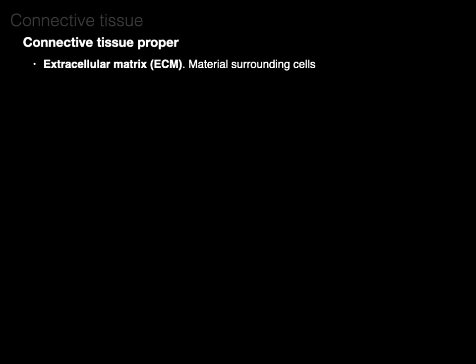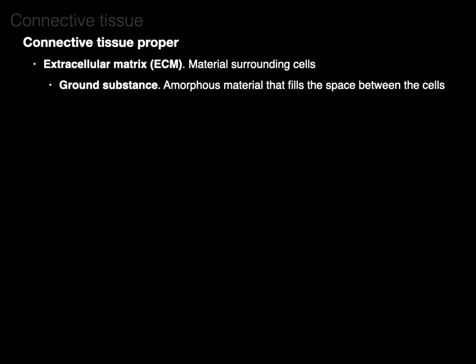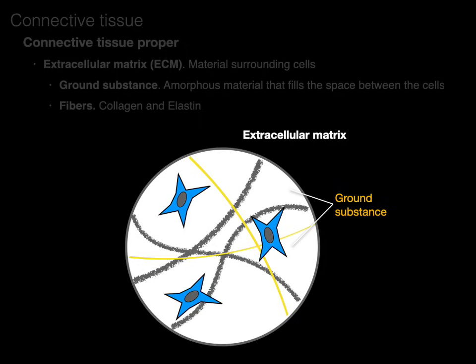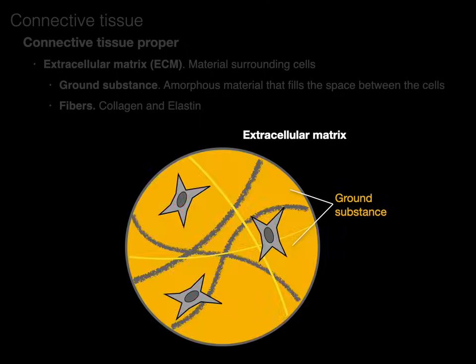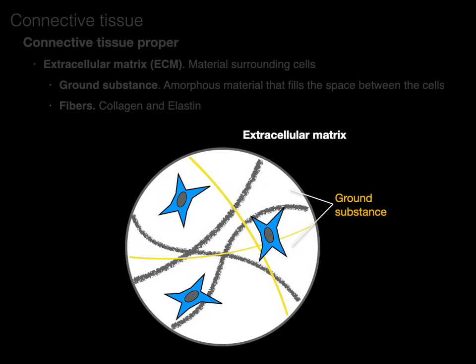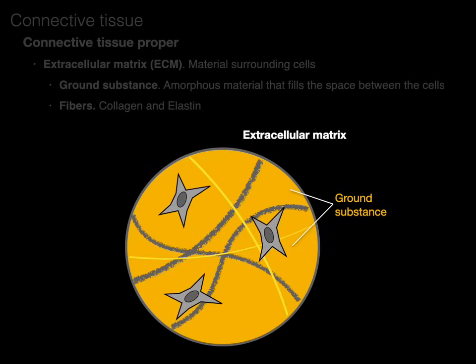Connective tissue proper also has, so those were the cells, now we have the extracellular matrix, the material surrounding cells. There's a ground substance, this is amorphous material that fills the space between cells, and then there's the fibers. The main ones are collagen and elastin. So here is that example. The ground substance of the extracellular matrix is surrounding it, and it is basically all this amorphous material that's surrounding the space between cells, but it's not the fibers.